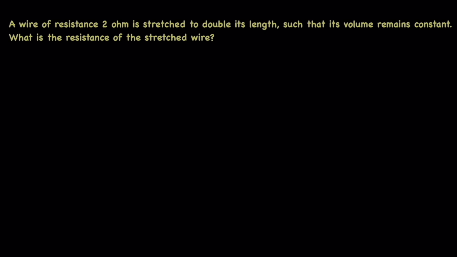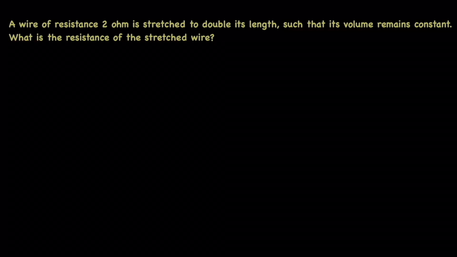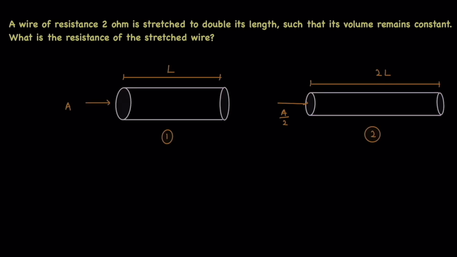So let's try one more question. Here in this question, a wire of resistance 2 ohm is stretched to double its length such that its volume remains constant. What is the resistance of the stretched wire? If we see this question with a figure, we have two figures, figure 1 and figure 2. In figure 1, length of the wire is L and area is A. In figure 2, length of the wire is 2L, which is given in the question, double of its length. But area will become half.